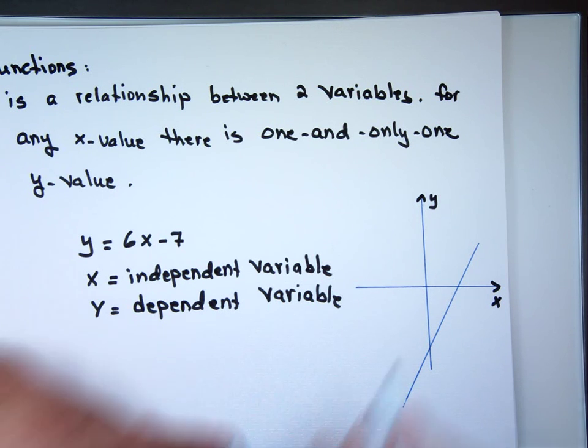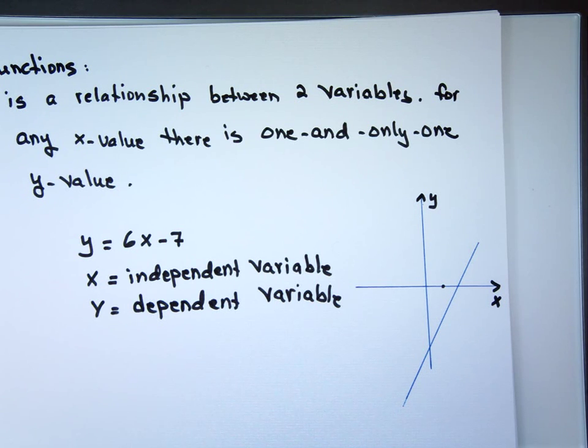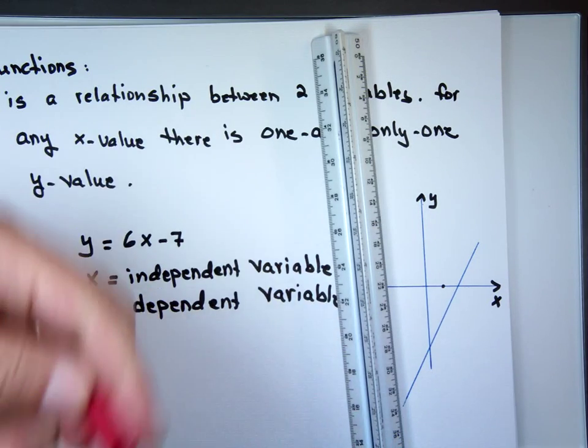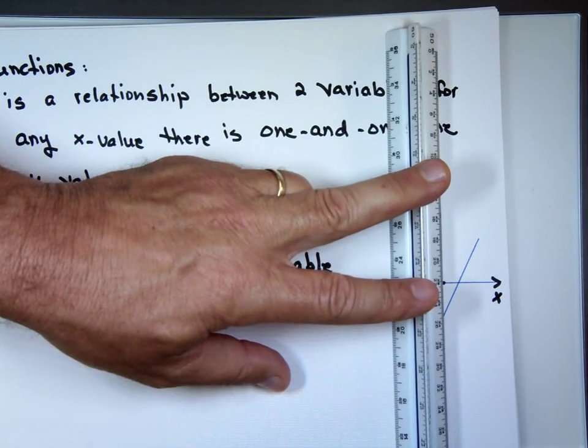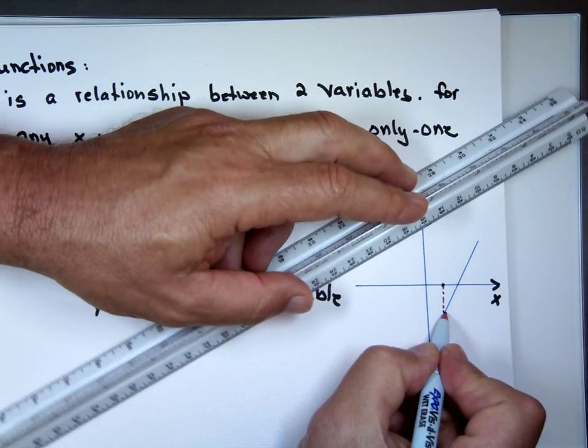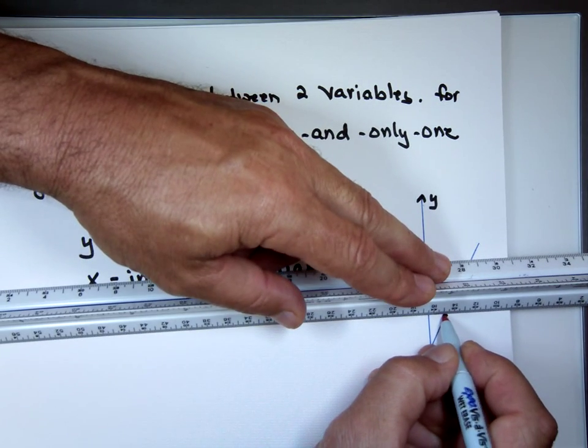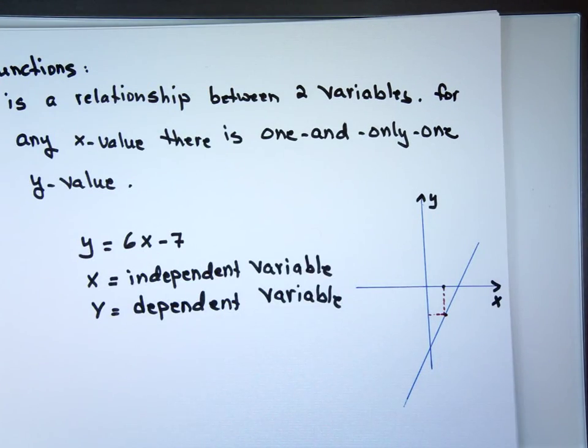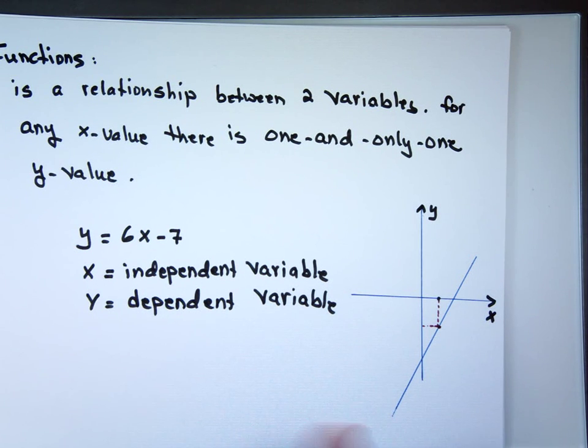Pick any x value, like this one, and ask, what's the y value for that? Here's the x value. Let's see what the y value is for that. Only one, right there, whatever that number is. You pick any value for x, you're going to find only one y value for it.